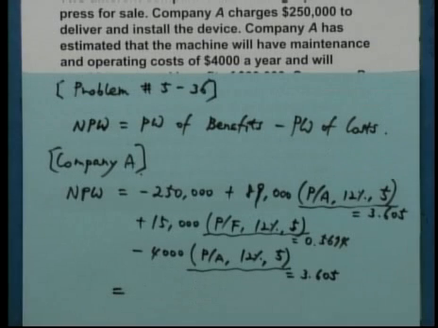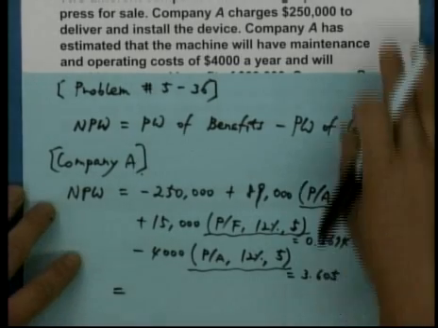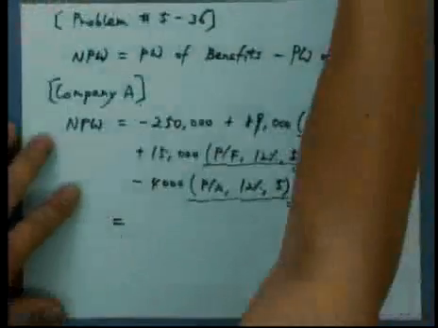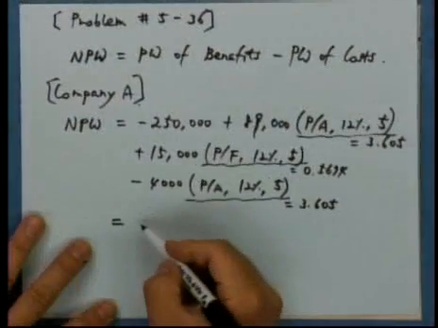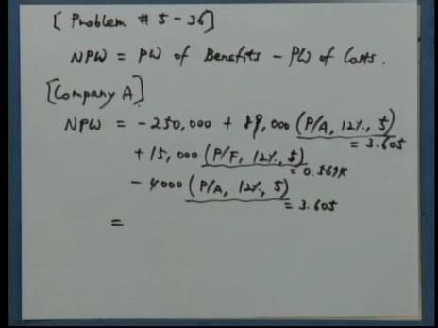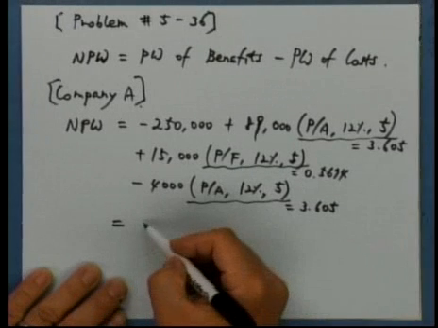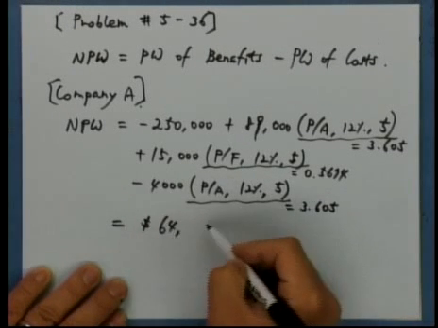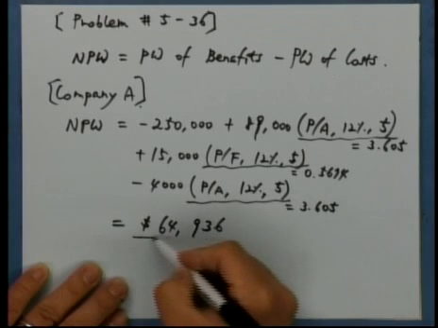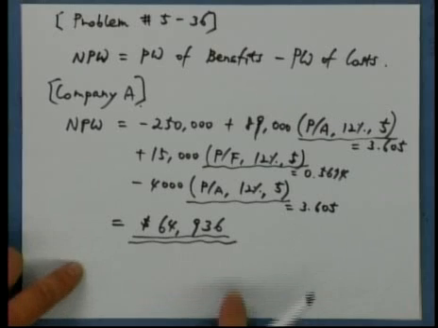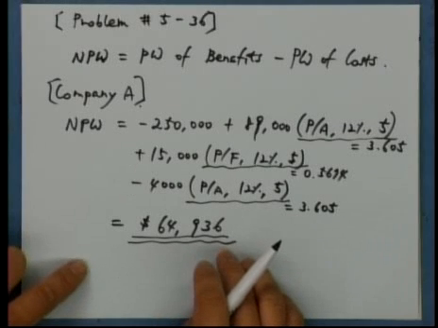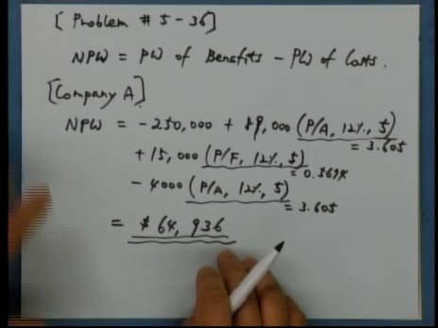So how much is that? Okay, this is going to be $64,936. So this is the net present worth amount for company A, from company A.